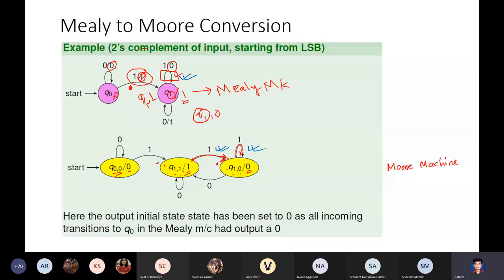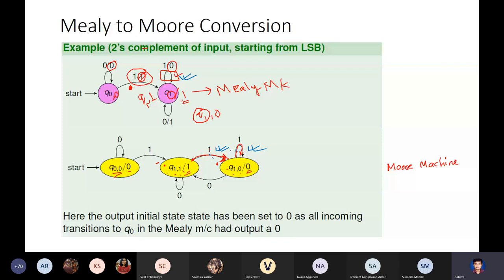Similarly, let us look at this edge. It's again a self loop. On receiving 0, it produces an output 1. So this again splits up into, by the way, here see it is an input 1. So both of these are an input 1. Both of these are an input 1.